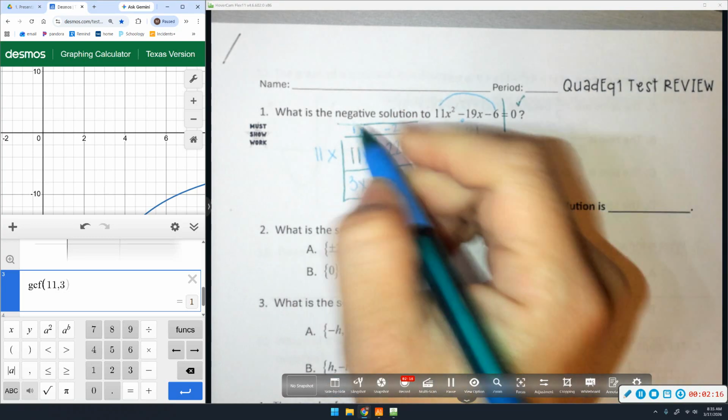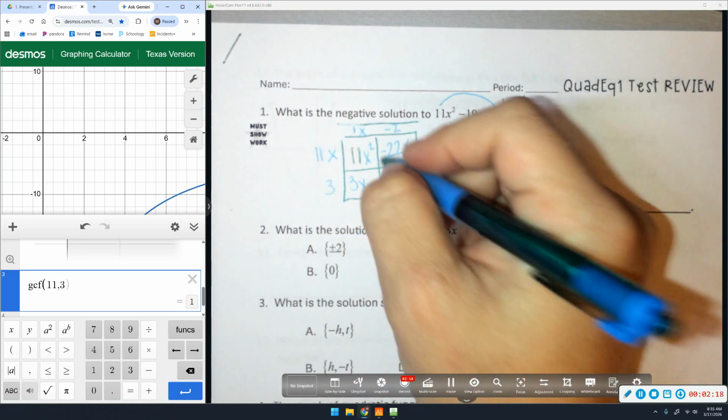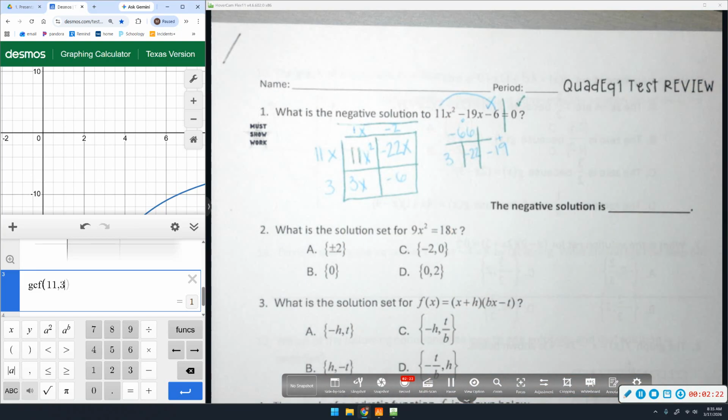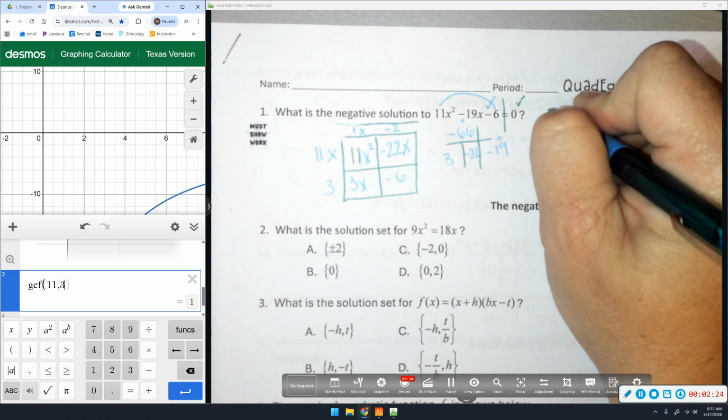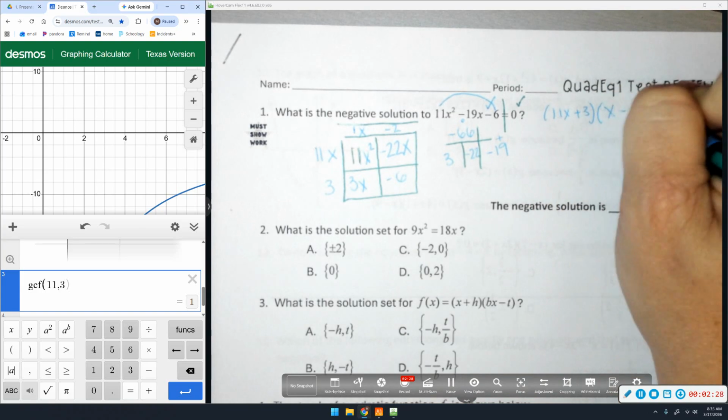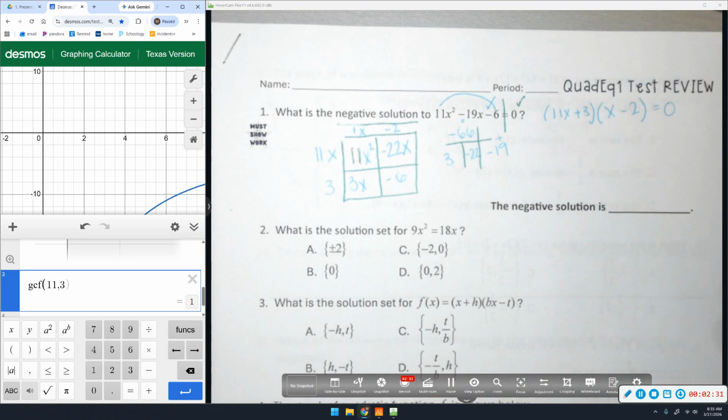1 times what is 3? It's going to be 3. So my two factors, well, negative 2 times 3 is negative 6, which is what I wanted. So my two factors, or in factored form, it would look like this. 11x plus 3, x minus 2 equals 0.